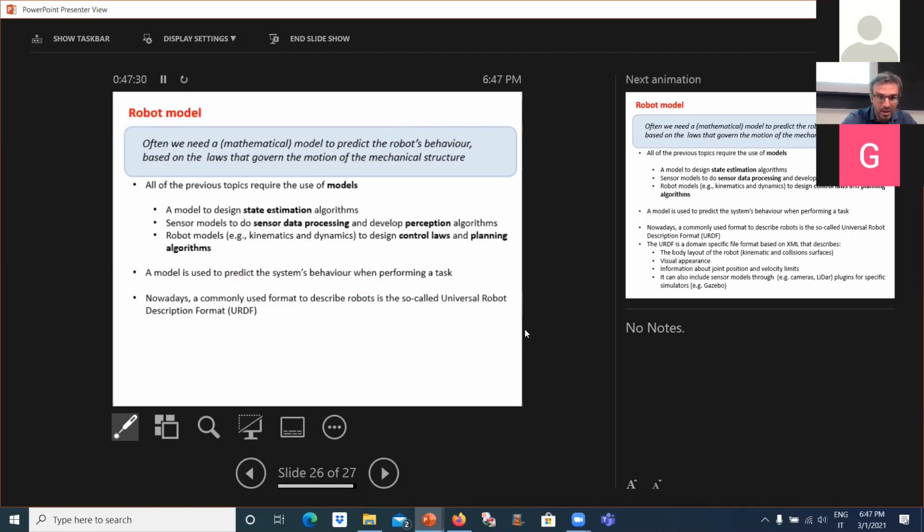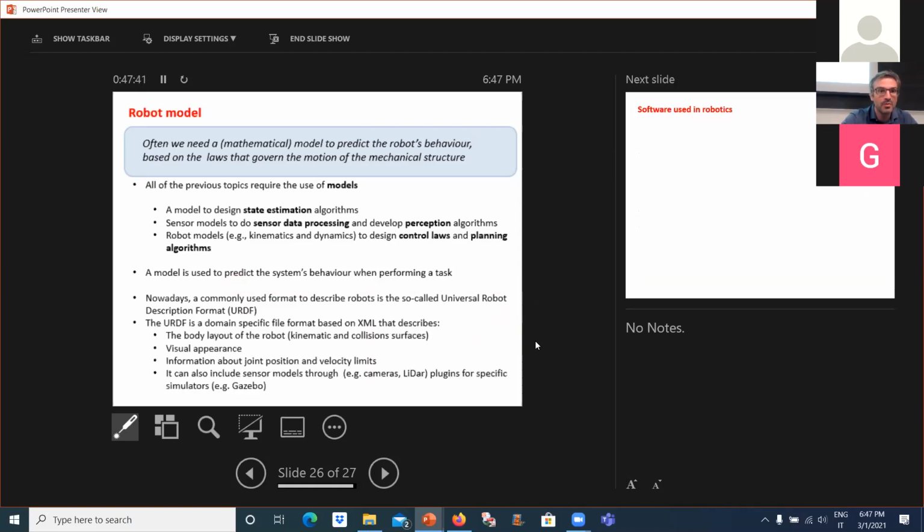The most diffused format to encode a robot is called URDF, a domain-specific file based on XML tags that contains all the relevant information and is widely accepted by the robotics community. Nowadays, everybody uses that, and I really suggest you do so, and don't write your own model format, because nobody will use that. And you can share code easily. You can, for example, find online this URDF model for each robot.